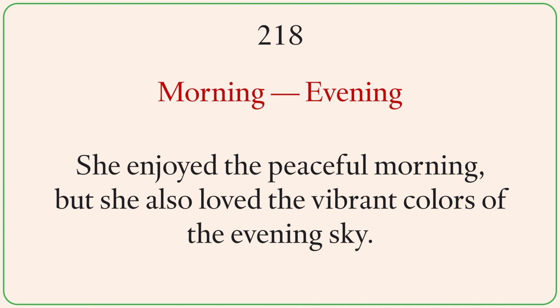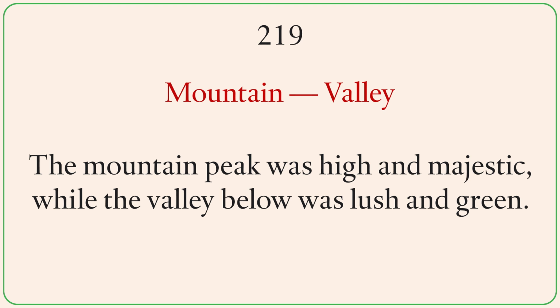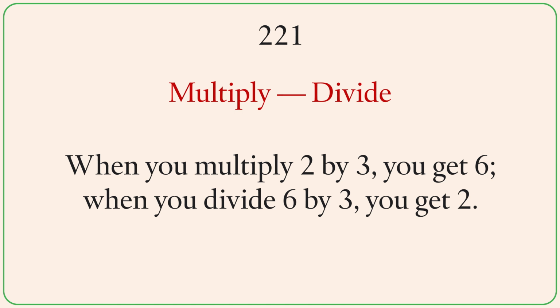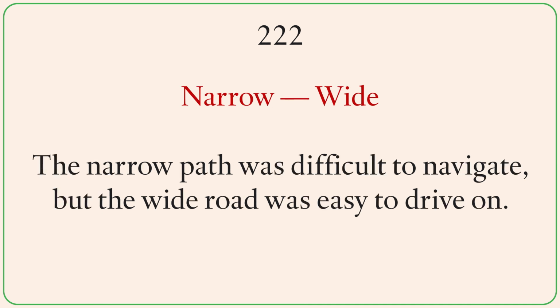Morning. Evening. She enjoyed the peaceful morning, but she also loved the vibrant colors of the evening sky. Mountain. Valley. The mountain peak was high and majestic, while the valley below was lush and green. Move. Stay. She wanted to move to a new city, but she decided to stay in her hometown. Multiply. Divide. When you multiply 2 by 3, you get 6, when you divide 6 by 3, you get 2. Narrow. Wide. The narrow path was difficult to navigate, but the wide road was easy to drive on.